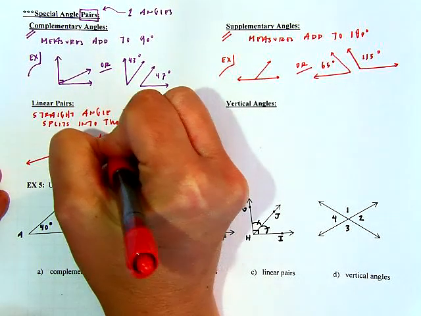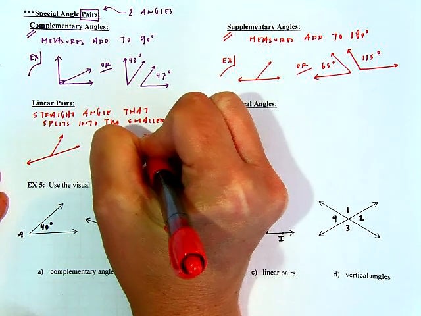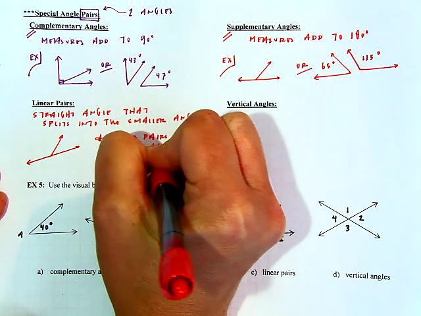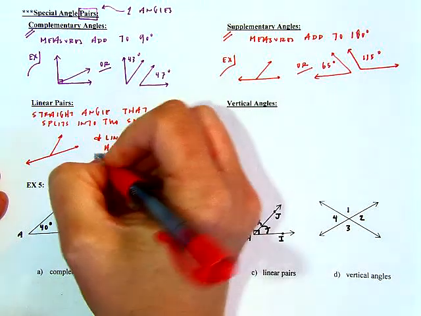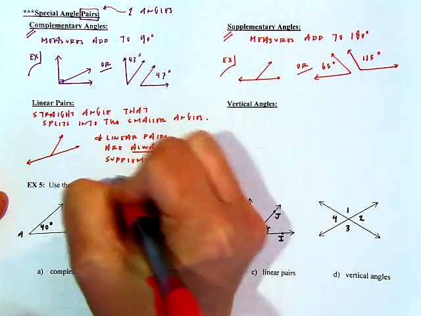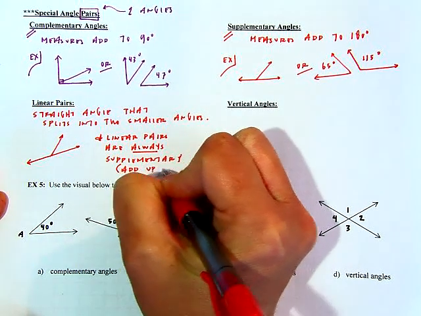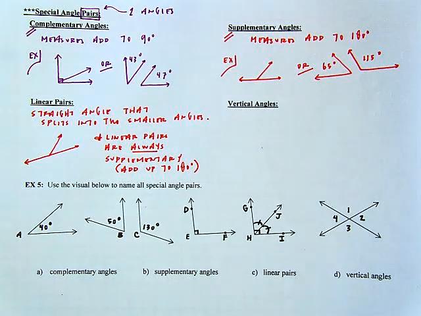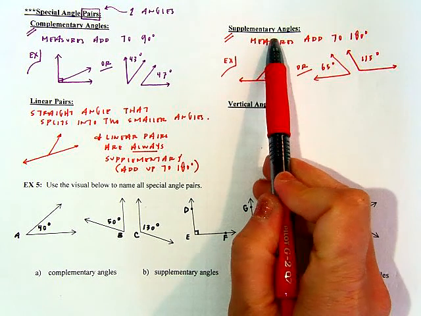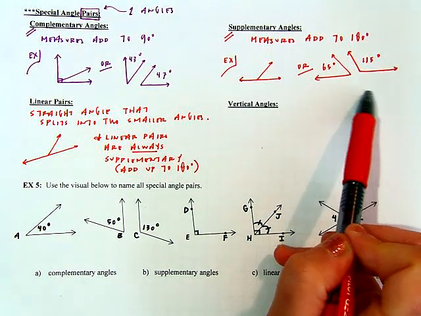So let me add that note. So linear pairs are always supplementary, which means that they add up to 180. Okay, so linear pairs are always supplementary. They always start with that straight angle that gets subdivided into two smaller parts. They always add up to 180. But the same would not be true in reverse. We have supplementary angles that do not form linear pairs, and that would look like this example right here.